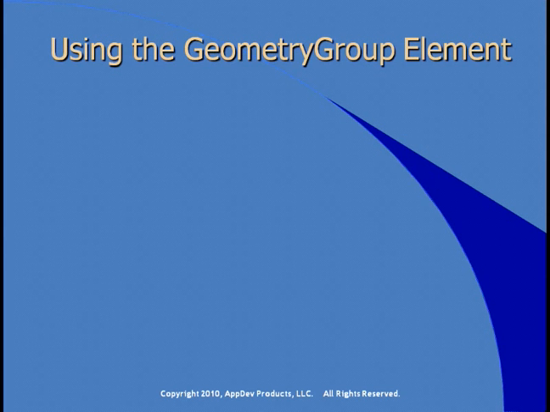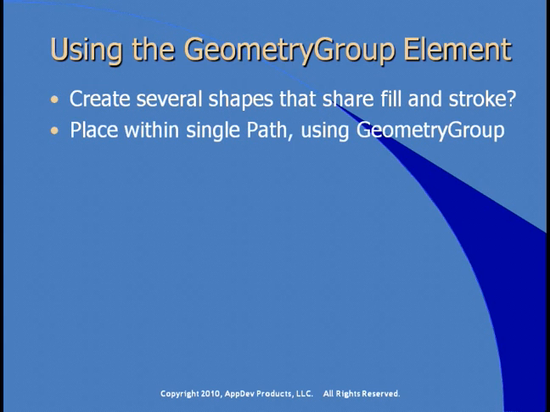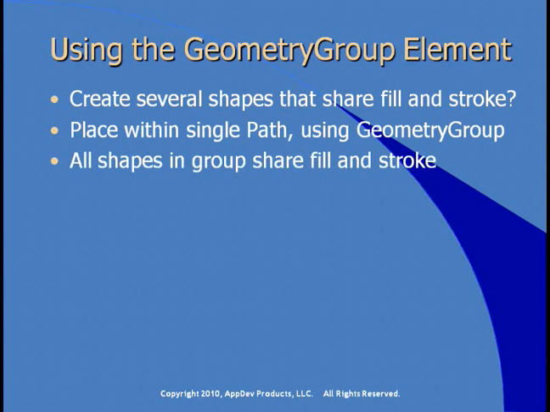What if you need to create several different shapes that share the same fill and stroke? You can place those all within a single path using the geometry group element to combine them together. All shapes in the group share the same fill and stroke. There's no Z order defined here. All of the borders show you're defining a flat surface containing all of these elements within the geometry group.